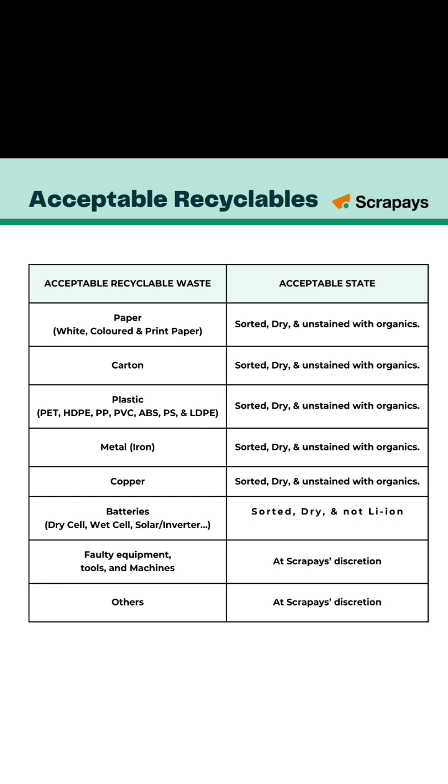They should be sorted, they should be dry, and they should be unstained with organics. When we say sorted, they should be separated into the different categories that we collect. Paper should not be weighed with carton, carton should not be weighed with plastic, metal should not be weighed with copper, battery should not be weighed with equipment. And under the different categories themselves, white paper should not be weighed with colored paper. Colored paper should not be weighed with print paper because they have different pricing.